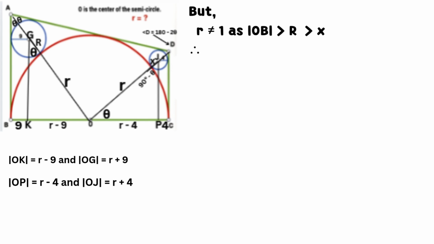Observe that the radius, r of the semicircle is not equal to 1 unit as line OB is greater than the radius of the upper larger circle. This radius of the larger circle is greater than x, that is, the radius of the upper smaller circle. Therefore, the required value of the radius, r of the semicircle equals 36 units.